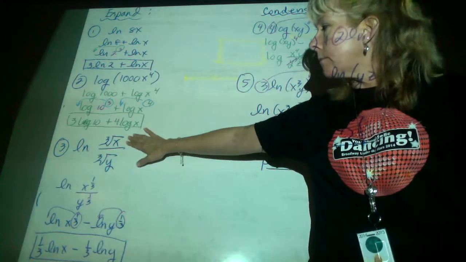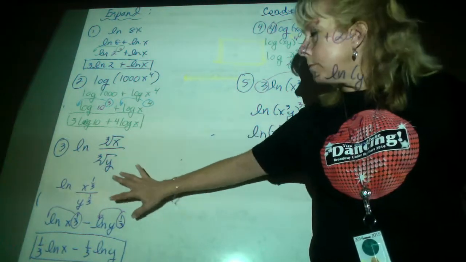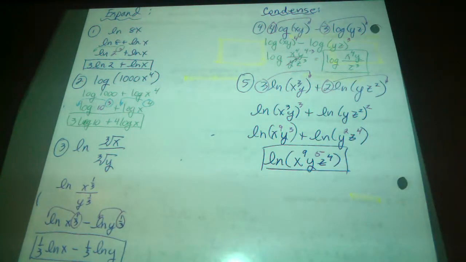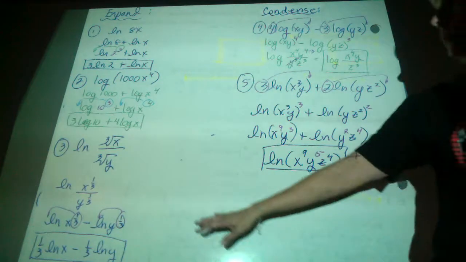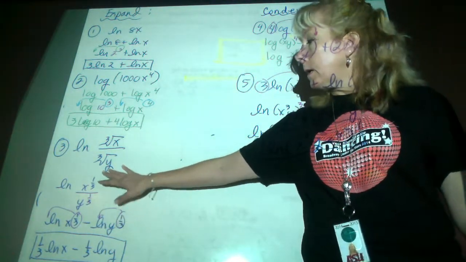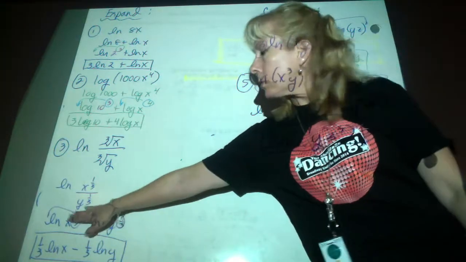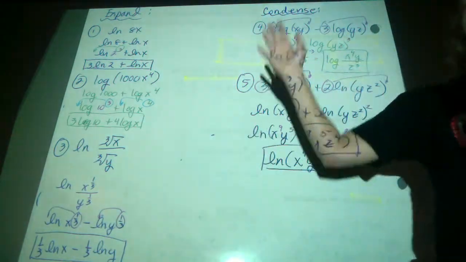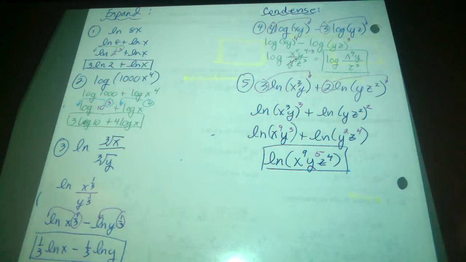All right, so make sure when you have radicals, you immediately convert them to their exponential form. So cube root of x is x to the 1/3, cube root of y is y to the 1/3. Then, because they're being divided, we subtract them, and then you can swing those 1/3s out in front. So those weren't too bad of expansions.